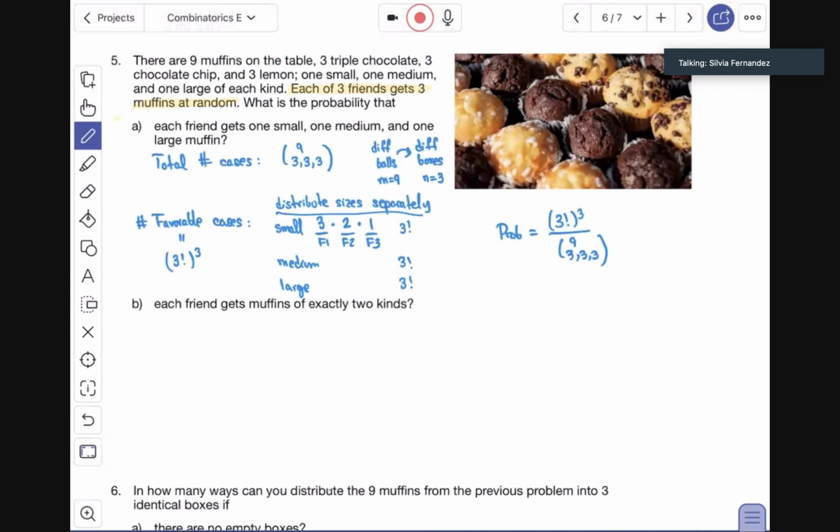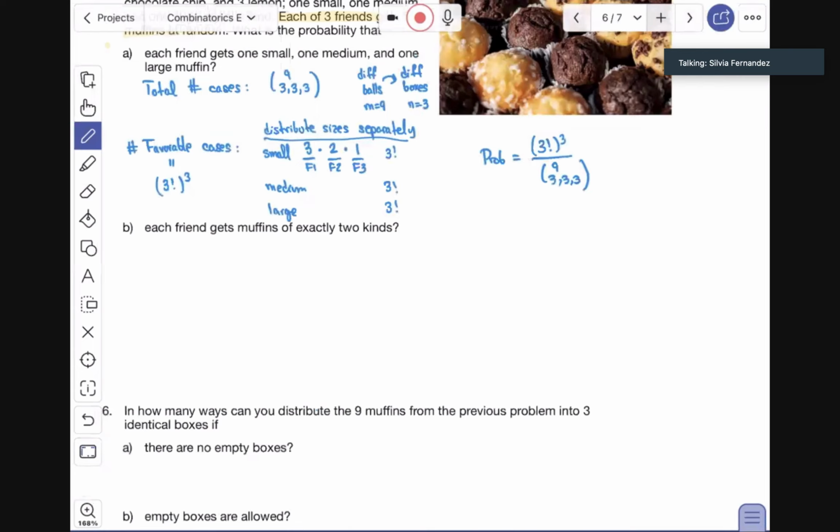Let's say I have triple chocolate, chip, and lemon. So I'm gonna do this. I have triple chocolate, chip, and lemon. These are my flavors. Okay, and I need to have exactly two kinds for each friend, right? So one friend needs to get two of one flavor and one of another, right? Because it's exactly two kinds.